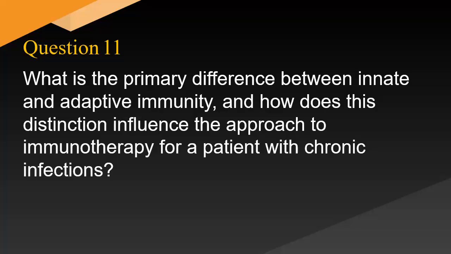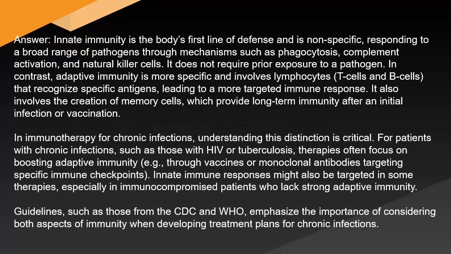What is the primary difference between innate and adaptive immunity, and how does this distinction influence the approach to immunotherapy for a patient with chronic infections? Answer. Innate immunity is the body's first line of defense and is non-specific, responding to a broad range of pathogens through mechanisms such as phagocytosis, complement activation, and natural killer cells. It does not require prior exposure to a pathogen.